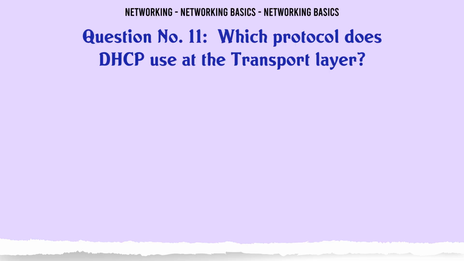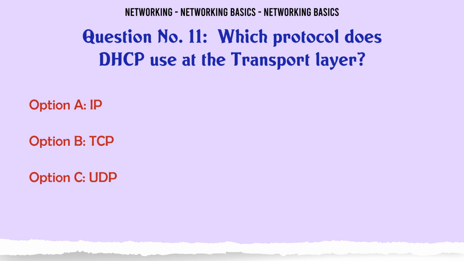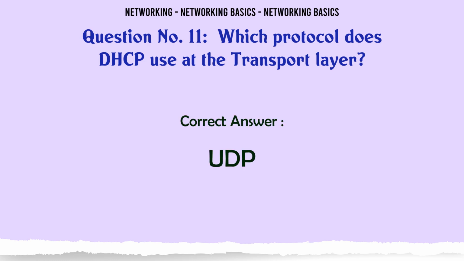Which protocol does DHCP use at the transport layer? A. IP. B. TCP. C. UDP. D. ARP. The correct answer is UDP.